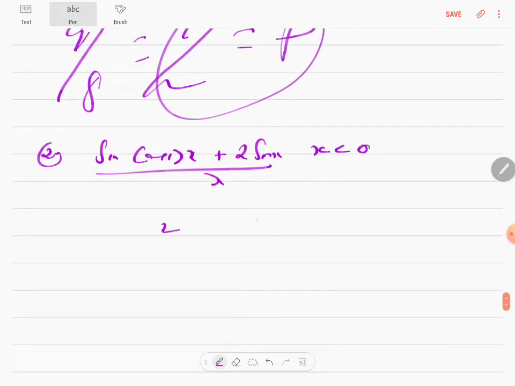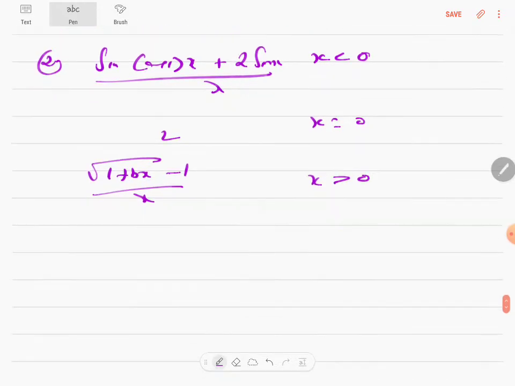And 2 when x is equal to 0. When x is greater than 0, it is root of 1 plus bx minus 1 by x. So if I'm going to solve this, limit of f of x tends to 0 from the left. You see the sin theta by theta format is readily there. The denominator becomes 0, but sin theta by theta is what we have.